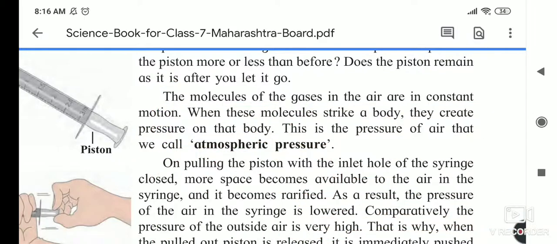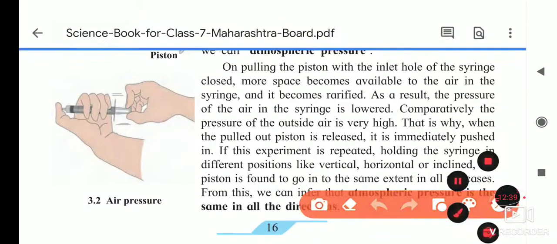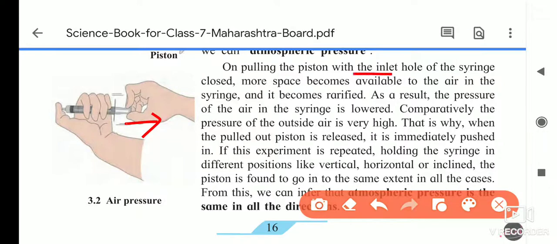Now we will move forward. On pulling the piston with the inlet hole closed. You saw that the girl is pulling this piston in this direction. Now the inlet hole of the syringe is closed with the finger. That sir is holding the inlet and the syringe in his hand, and the girl is pulling the piston from the backside. You saw it, more space becomes available to the air. So what happens, on pulling the piston with the inlet hole of the syringe closed, more space becomes available to the air in the syringe.